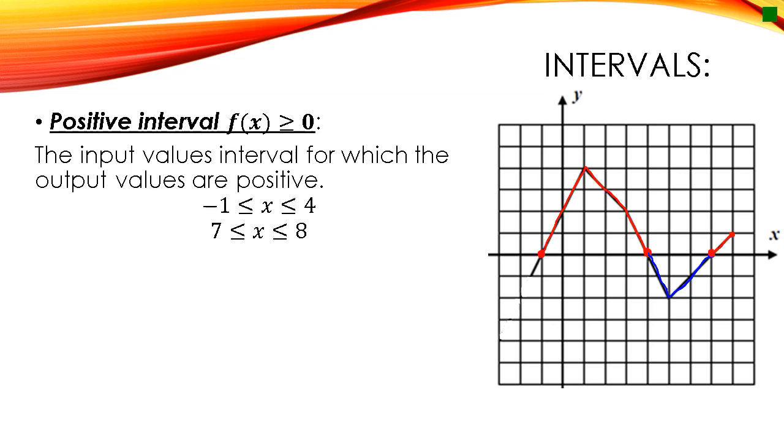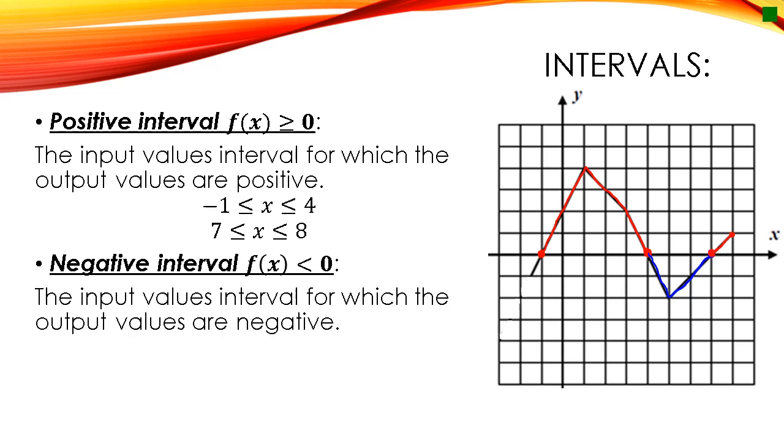Now we can also identify a negative interval, for which the x values have negative y values. In this case, we can identify a negative interval where x is greater than 4 and less than 7, which is the blue curve on the graph.